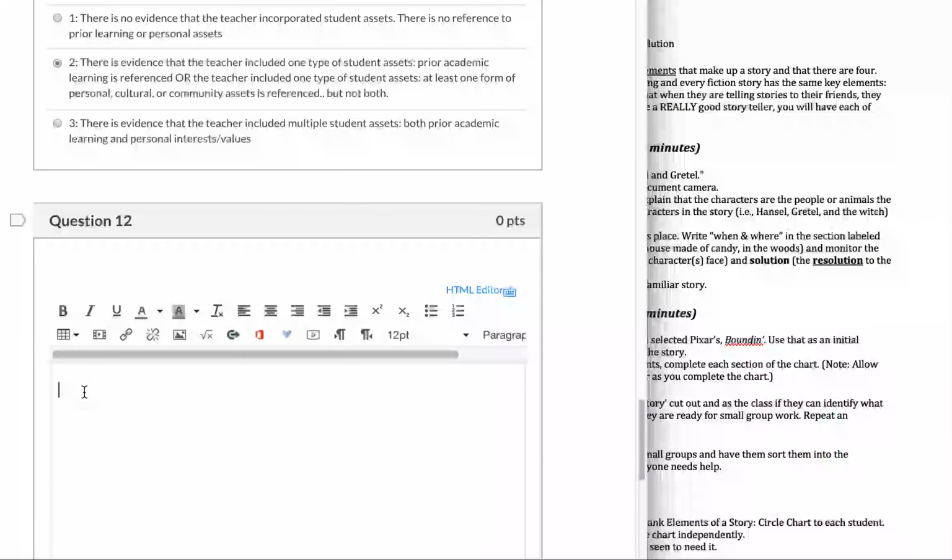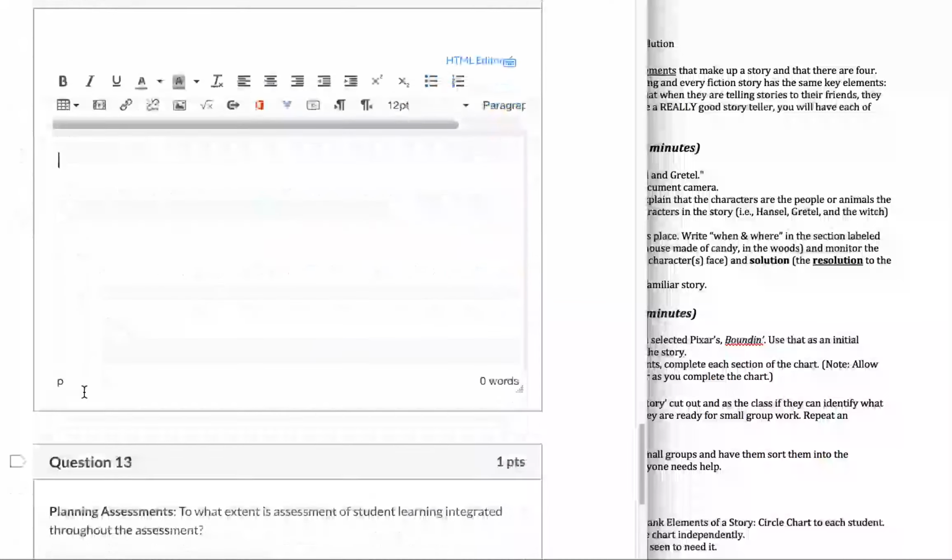And for the justification here, you would put that the teacher uses personal assets by incorporating a video that the students voted on as one they wanted to watch, and uses that shared experience as a springboard into the lesson. But there is no mention of any prior academic skills.